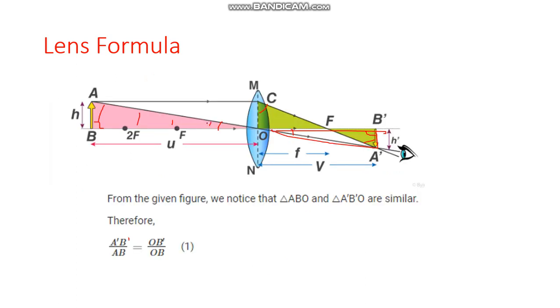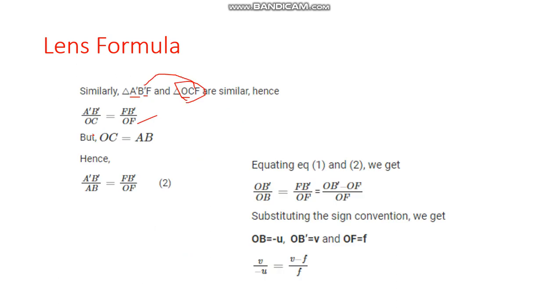And if you see this diagram, this OC and AB, they are equal, they are parallel, is it? So here you can write OC is equal to AB, means I can write A'B' by AB is equal to FB' by OF. This is our equation 2.